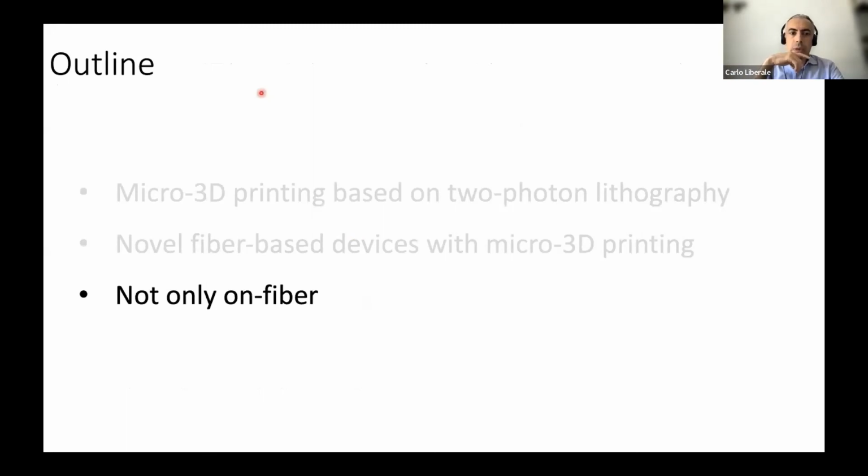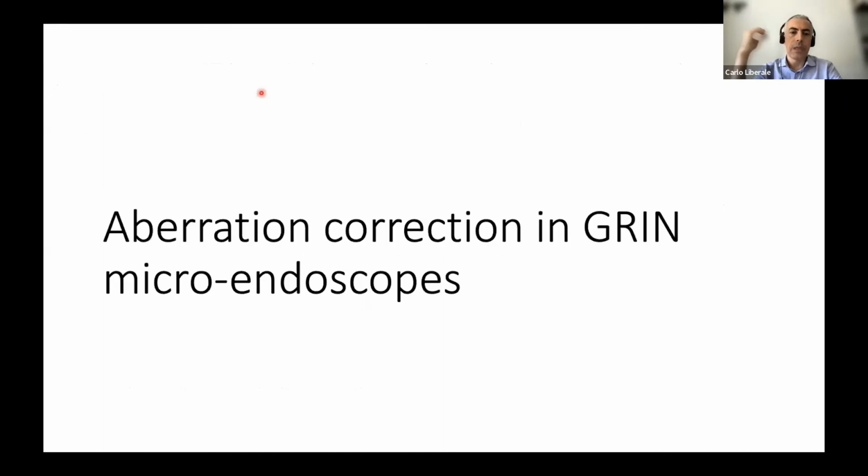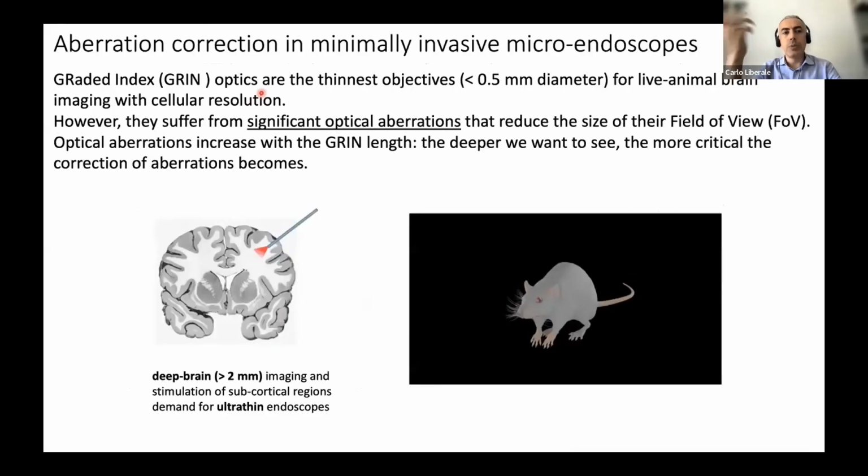Then the last part will be a couple of non-fiber applications, but still related to imaging. The first one is the correction of aberration in GRIN lenses for micro-endoscopy. As you probably know, graded index optics are the thinnest objectives that are typically used for live animal imaging with cellular resolution, and they can be below 0.5 millimeter in diameter.